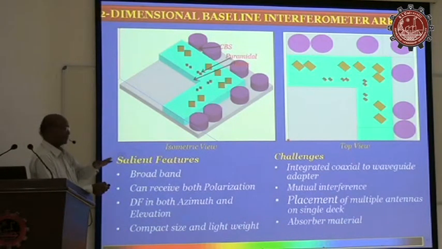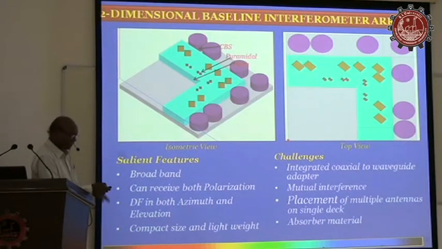Otherwise, with single plane DF, we have to use triangulation, which is laborious. It is not that accurate. But once you get the azimuth and elevation information, you can directly fix the location of the target. This we have already simulated, meeting all the requirements. Now we are going for fabrication. This is all because of our simulation effort. Otherwise, it is not possible.